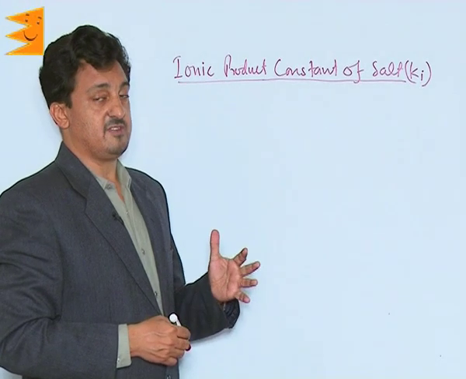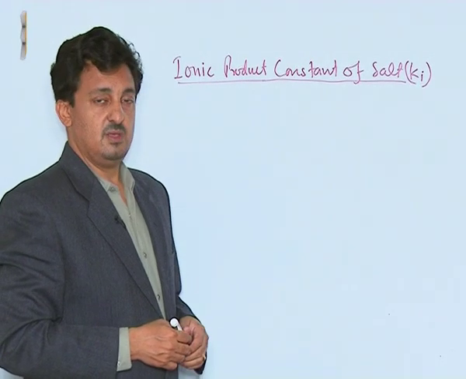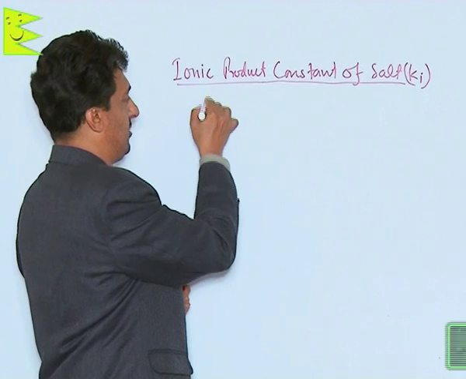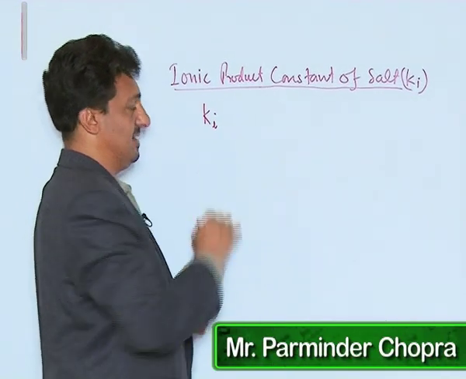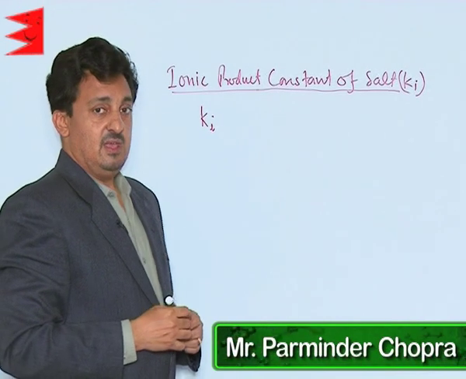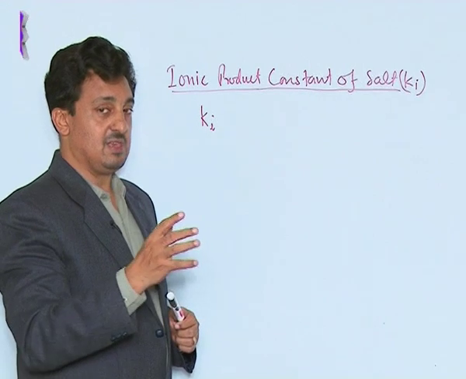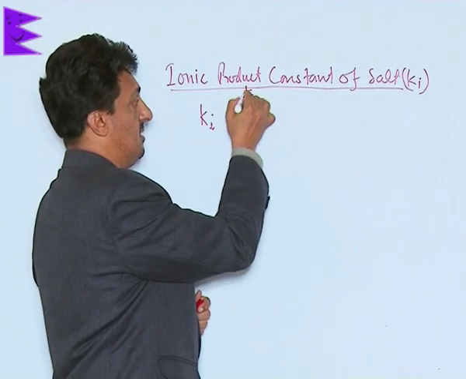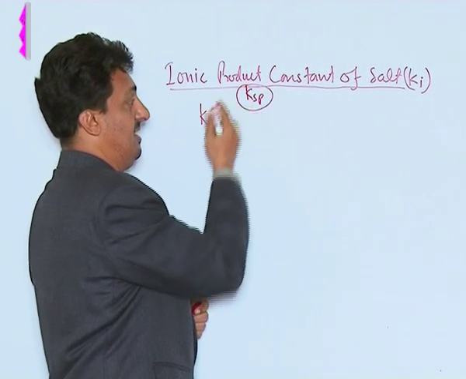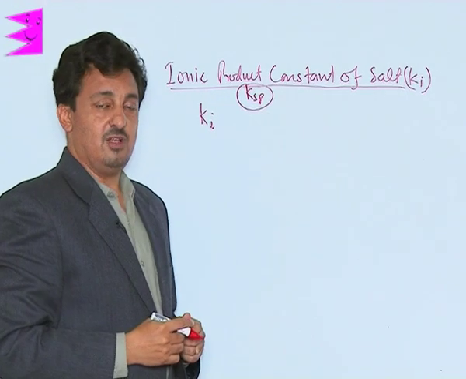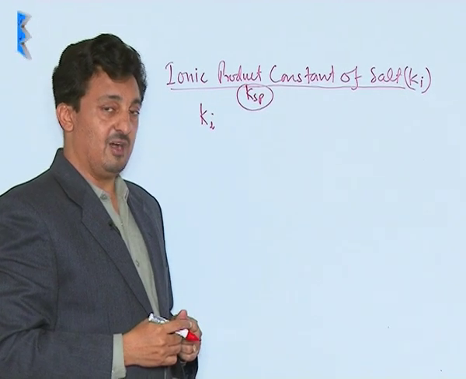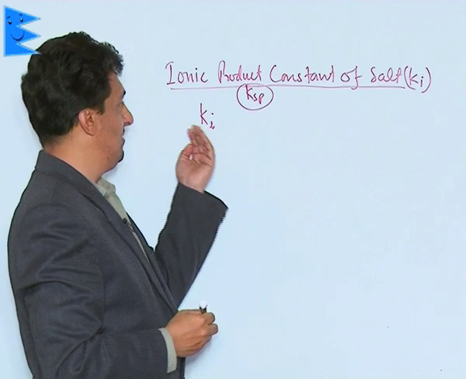Ionic product constant of a salt. What is this ionic product Ki of a salt? See, it is very much similar to your KSP, which we have done just now, which is called the solubility product constant of salt. It is very much similar to this KSP.